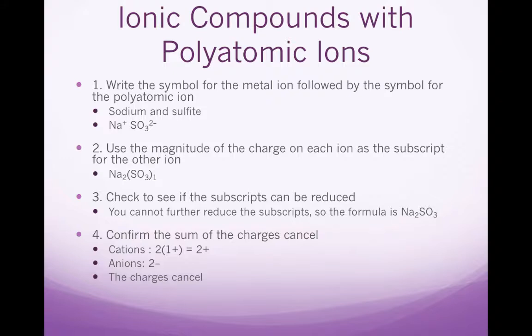Check to see if the subscripts can be reduced. You cannot further reduce the subscripts, so the formula is Na2SO3. And then we confirm that the sum of the charges cancel. We have 2 cations with +1, 1 anion with -2, so our charges cancel.